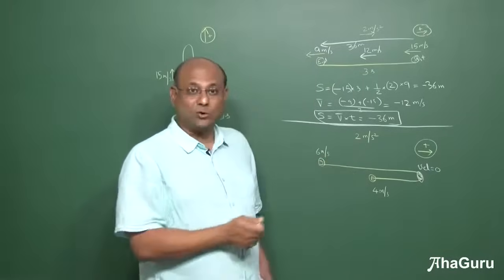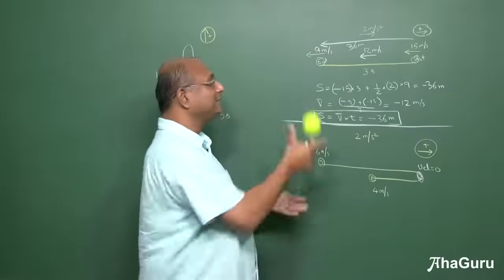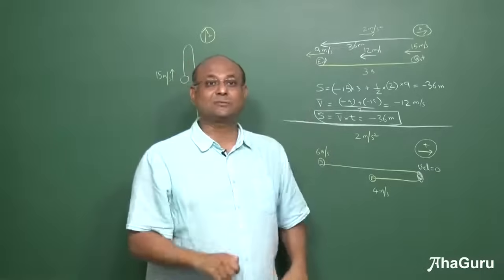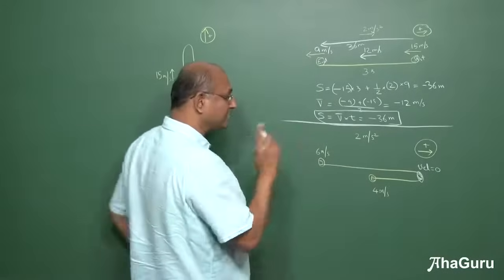If I take a ball and I throw it up, you will find that the velocity at the topmost point, we say that the velocity there has become 0. But acceleration is still 10 meters per second square downwards. Okay? Velocity stops. Acceleration does not.